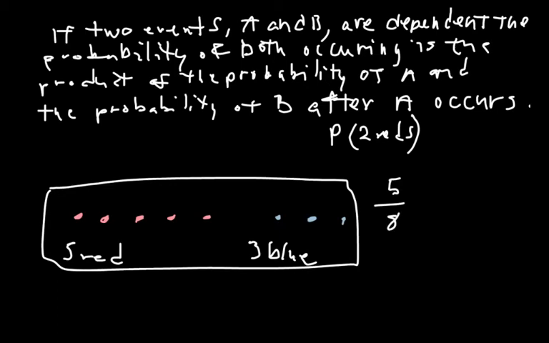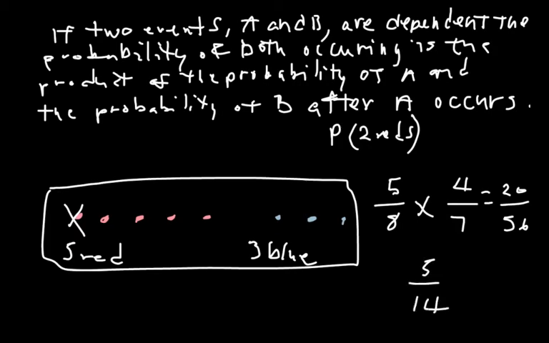If we take a red out, it's not there anymore, so we would have 4 reds, but we would only have 7 marbles left to pick from, because we're not putting the first red back. So according to our theorem, we multiply these 2 together, and we get 20 over 56. That reduces to 5 out of 14 in lowest terms. So the probability of getting 2 reds in a row would be 5/14.